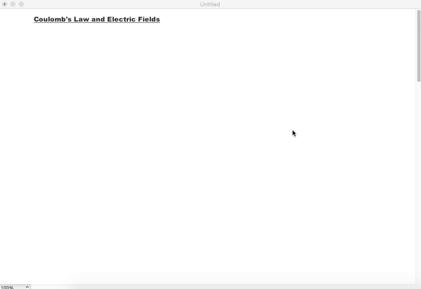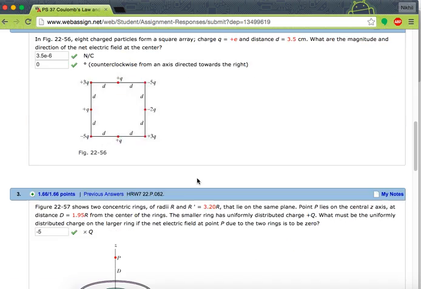PS37. We're going to do Coulomb's Law and Electric Field problem set number 2. And again, I'm going to have the timing for each problem in the description, so that's there if you need that. Anyway, we're going to jump right in with number 1.